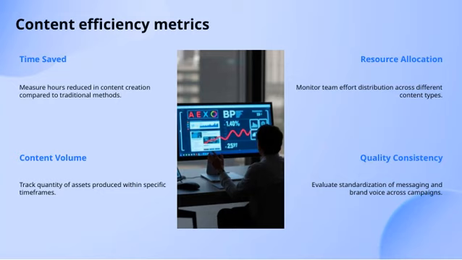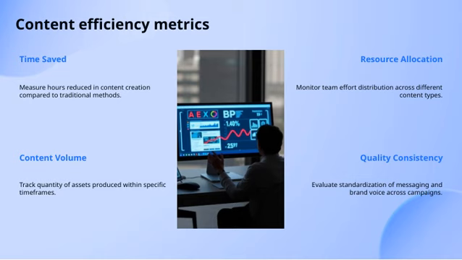Let's take a look at some key efficiency metrics that help us understand how well our content processes are performing. First up is time saved. This measures how many hours we've been able to reduce in content creation compared to traditional methods. It's a clear indicator of how much more productive we've become.